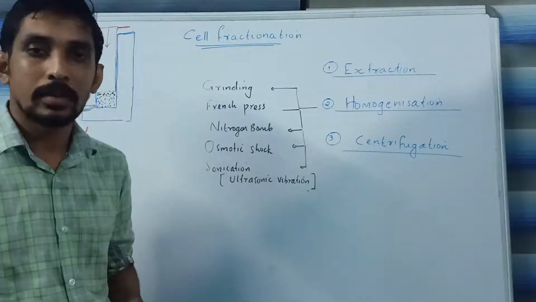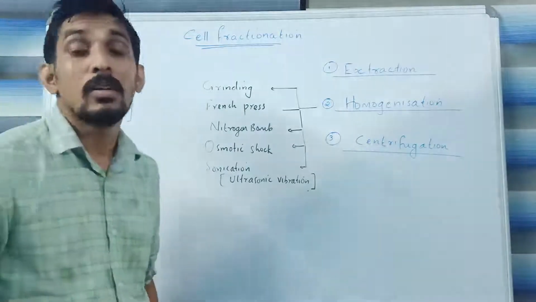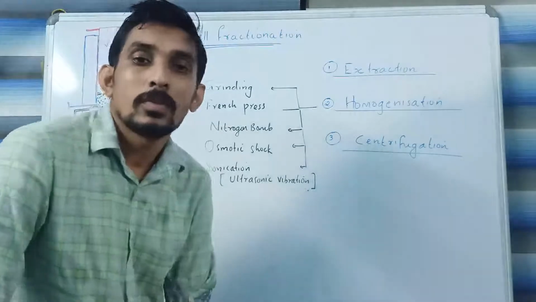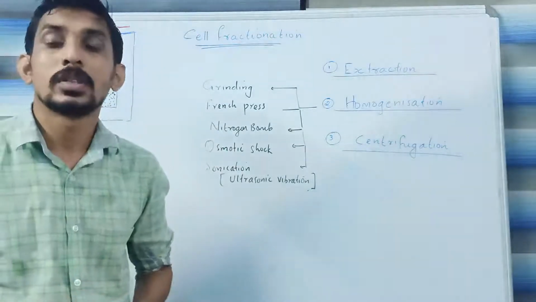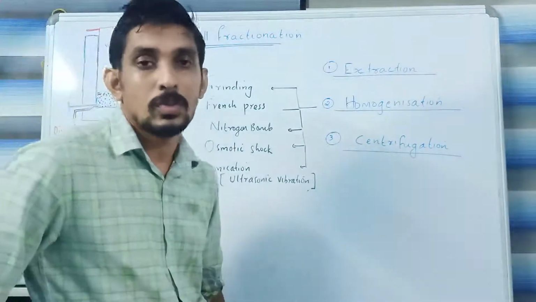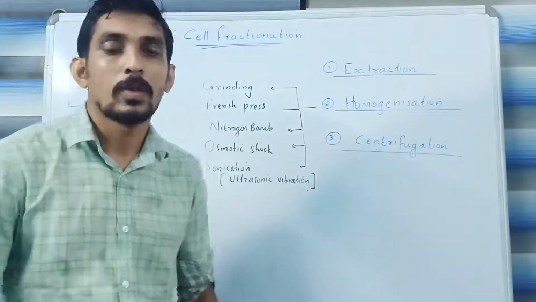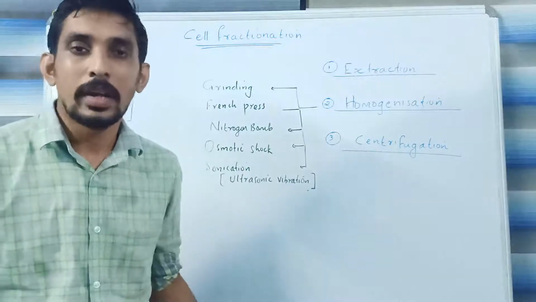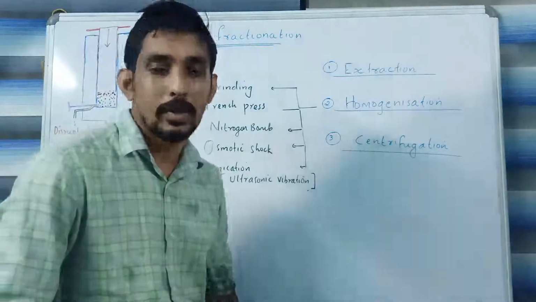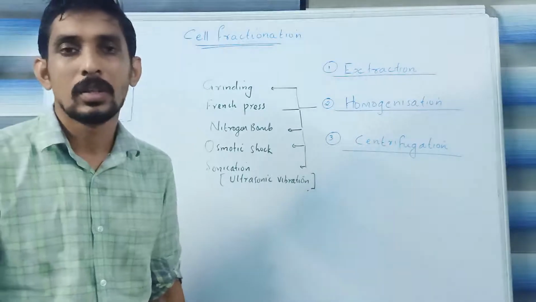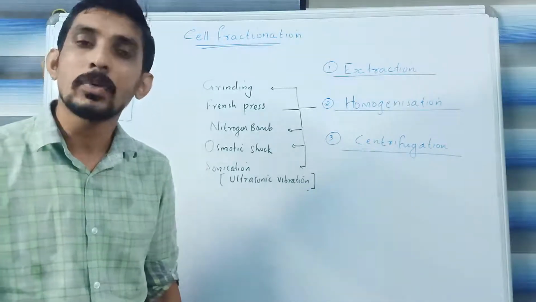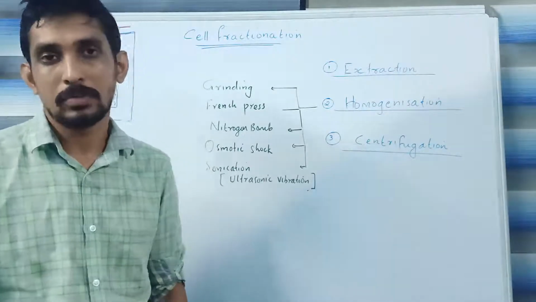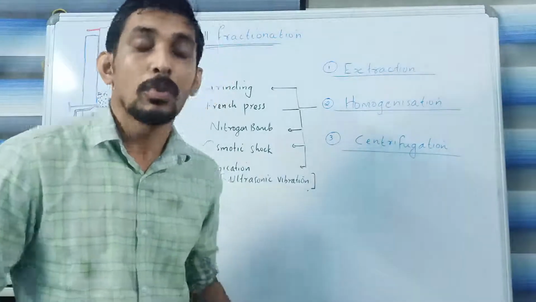Here I would like to explain the topic of cell fractionation. First of all, we want to know about the cell structure of a eukaryotic cell and the cell structure of a prokaryotic cell. We know that eukaryotic and prokaryotic cells contain different kinds of organelles. Let us take an example of a eukaryotic cell.